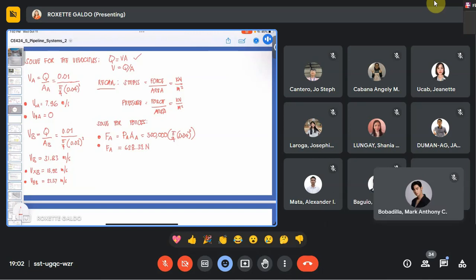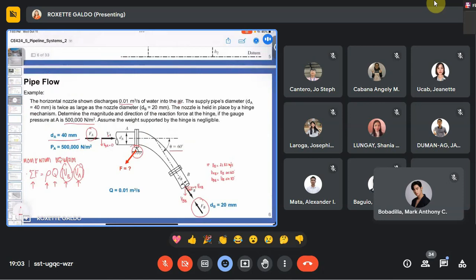So we can get rid of the square meter. Okay, we have multiplied the pressure by the area. So now, therefore, our force here, FA, is equal to 628.